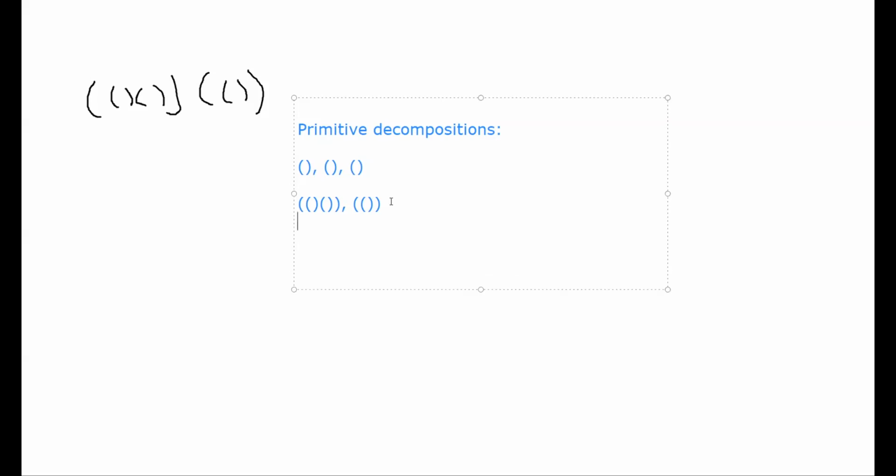Yes. So the problem says that given a decomposition like this, where each part is a valid primitive string, you have to remove the outermost parenthesis. That means the expected output is this, and this. I took out this one from the first and this one from the second. So this is what the question requires. Any questions first on the question description?